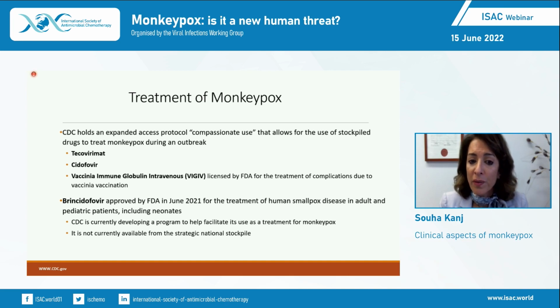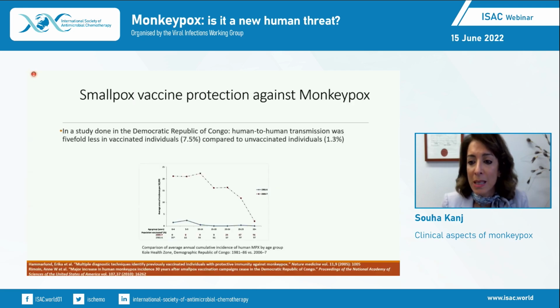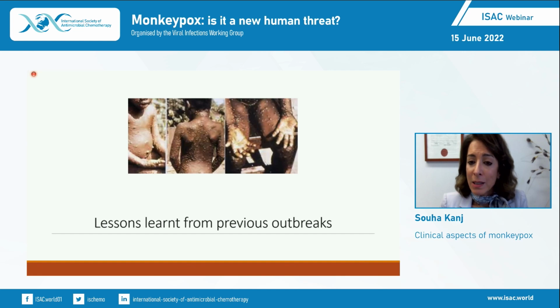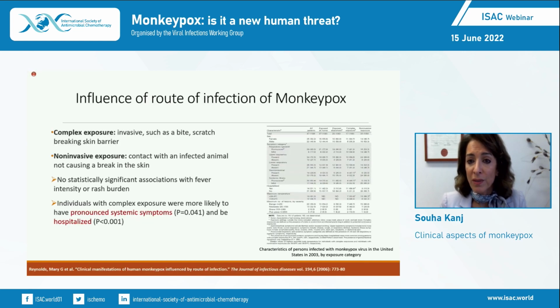For brincidofovir, it's approved by FDA. It was approved in June 2021 for the treatment of human smallpox, not only in adults, but also in pediatric patients and neonates. And CDC is currently developing a program to help facilitate its use as treatment. We've heard about the protection that the smallpox vaccine can give against monkeypox, and I think we need to keep that in mind. And let's talk just over the next couple of slides on the lessons learned from previous outbreaks.